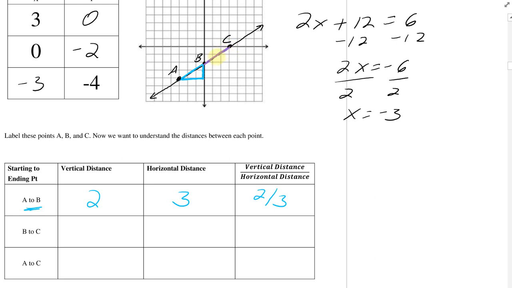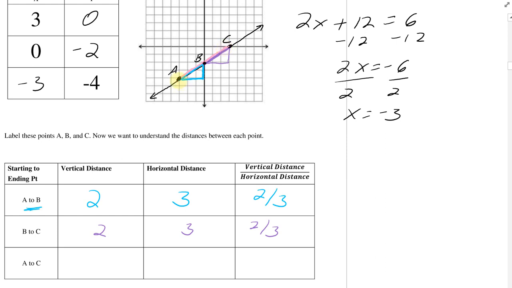So go ahead and just count those out. Hit play when you're ready. So for B to C, my horizontal distance, I've got 1, 2, 3, so same thing again. And then going up, this is 1, 2, so this is still 2, so this is the same ratio. And now finally, for this last one, I want to go from A to C. So I'm going all the way, and I'll use this little pink color here. So I'm going all this way.